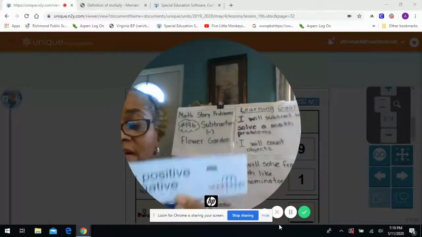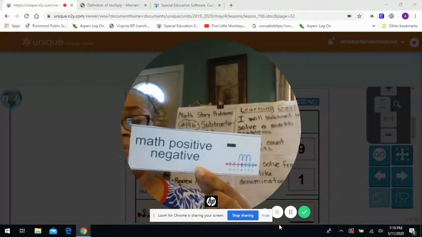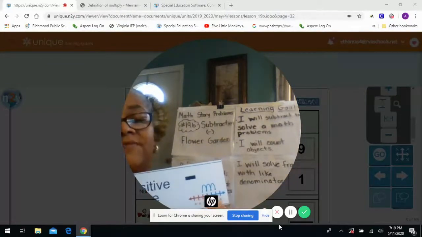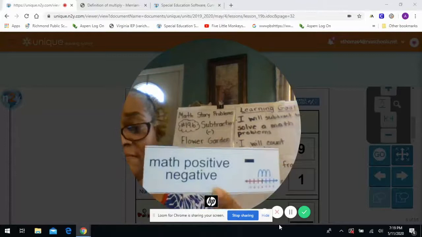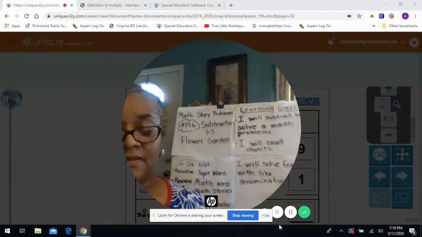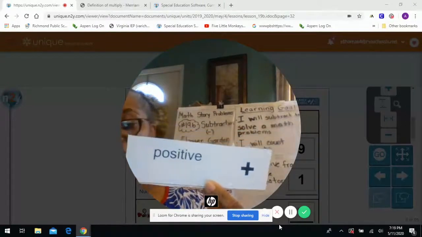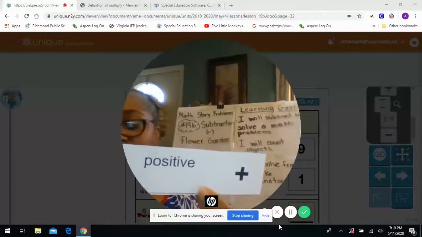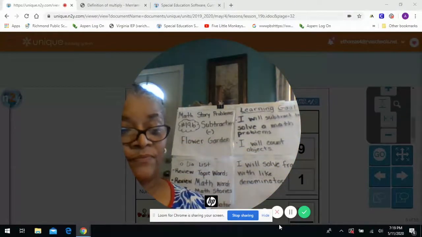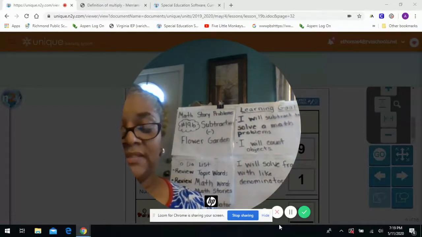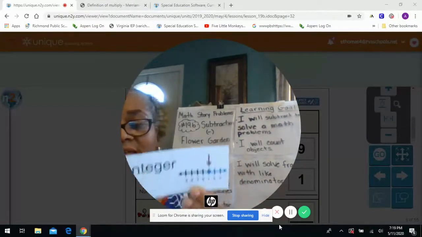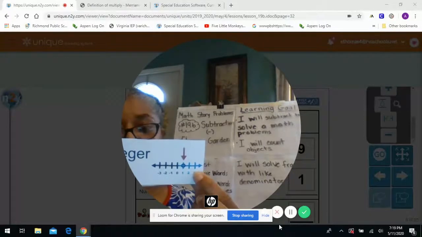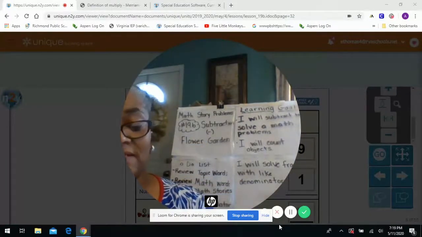Then we get into our negative integers and our positive integers. So we have math, the positive and negative. The red would be the negative and the blue would be the positive. This is how we notate it, with the plus sign. A positive is greater than 0. On the number line, this is our 0, so it would be on the blue side, on this side right here. Greater than 0 means that's more.